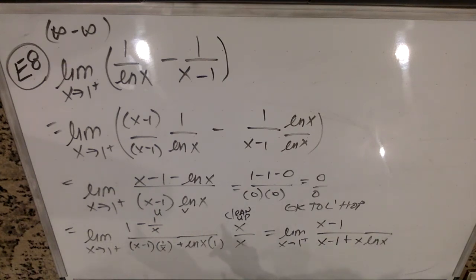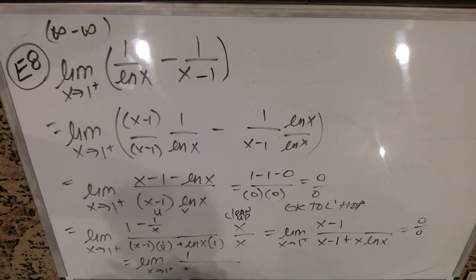When I plug in now, it seems to me that I get 1 minus 1 on the top, which is still a 0, and 1 minus 1, which is a 0, plus a 1 times a 0, which is still a 0. So when I plug in, I still get 0 over 0, so let's differentiate again. I get the limit as x approaches 1 from the right of, when I differentiate the top, I now just get a 1. Well, that's a good sign.